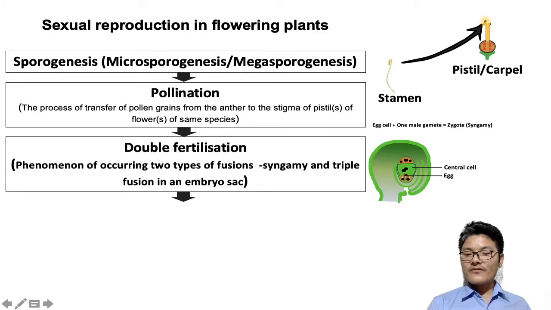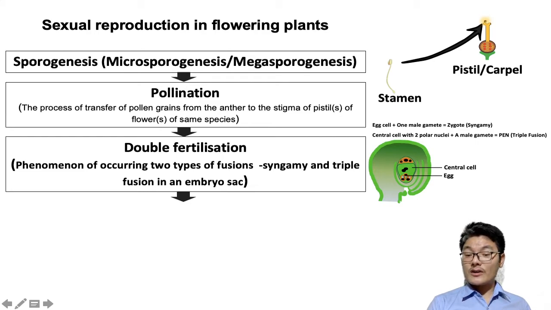So one of the male gametes, among the two gametes which are present within the pollen tube of the pollen grain, will fuse with the egg cell and form the zygote, which is technically called syngamy or fertilization. On the other hand, the other fertilization is triple fusion. In triple fusion, there is formation of PEN, primary endosperm nucleus, which later develops into primary endosperm cells, which will develop into endosperm.